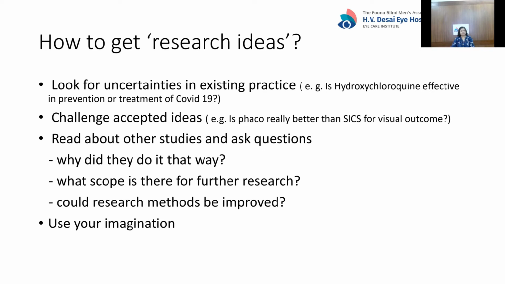Then challenge accepted ideas. An example I would like to give here is PHECO and SICS. The general convention is that PHECO is better than SICS. So one can question this hypothesis and plan a research. Basically, when you're planning a research, read about other studies and ask simple questions such as, why did they do it that way? What scope is there for further research? Could research methods be improved? And use your imagination to explore the topic.